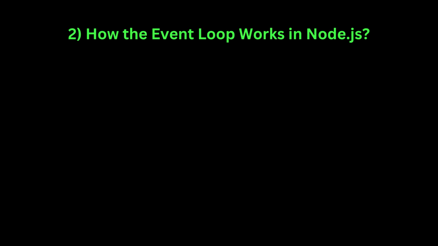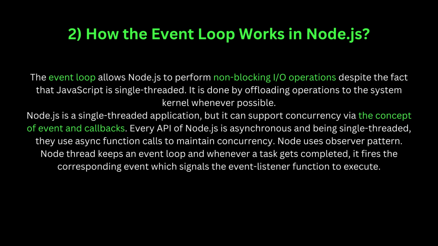Question 2. How does the event loop work in Node.js? The event loop allows Node.js to perform non-blocking I/O operations despite the fact that JavaScript is single-threaded. It is done by offloading operations to the system kernel whenever possible. Node.js is a single-threaded application, but it can support concurrency via the concept of events and callbacks.